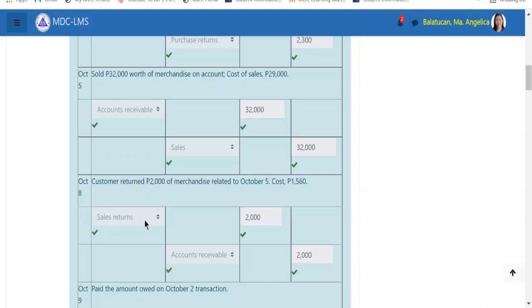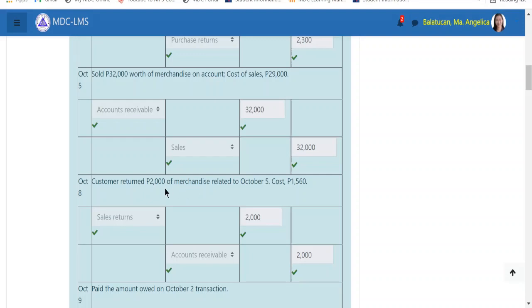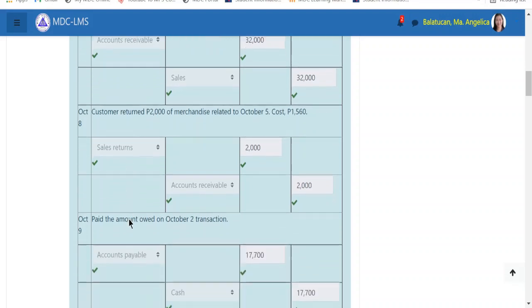Why do we use the sales return, ma'am, instead of purchase returns? Again, since we are the ones selling in this transaction and it is our customer who returned the goods, we're going to record the return as a sales return.